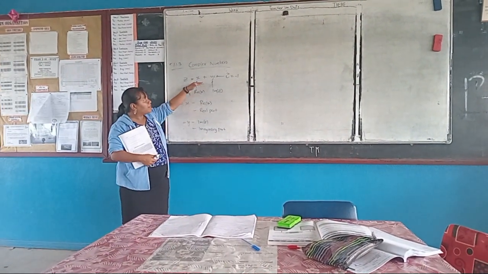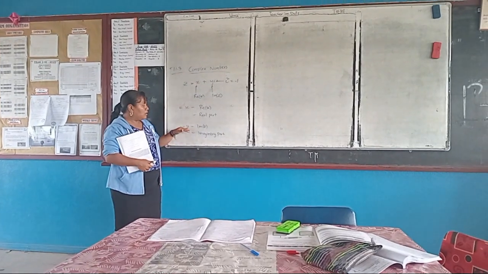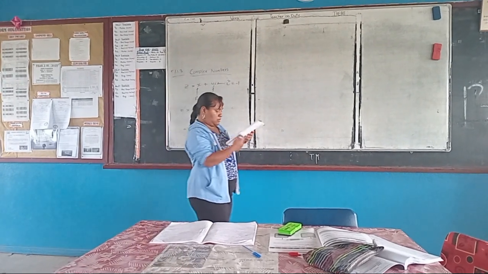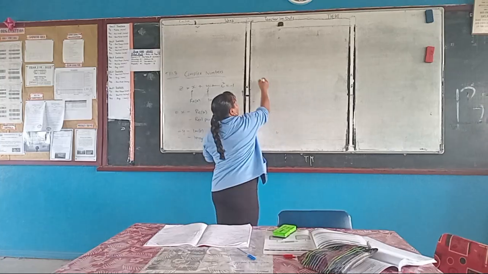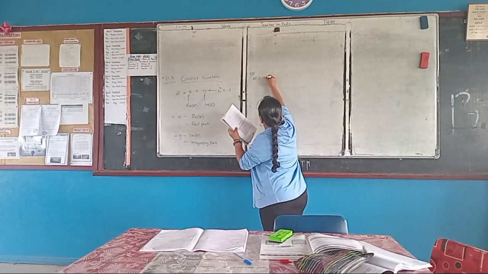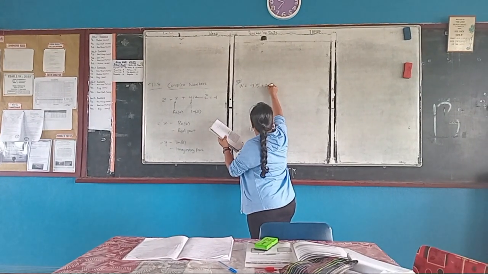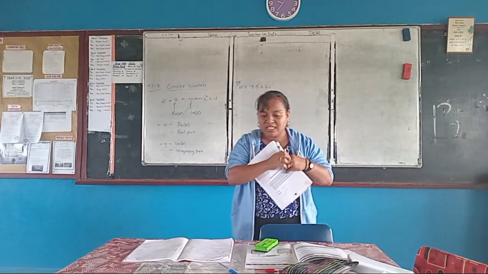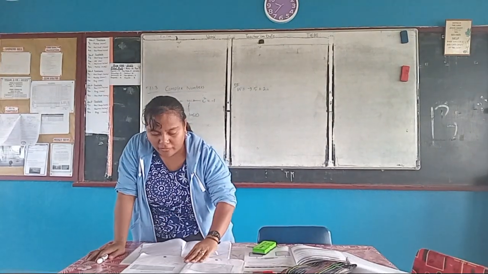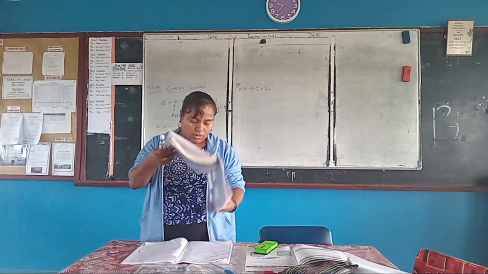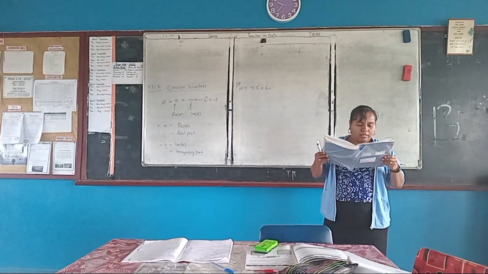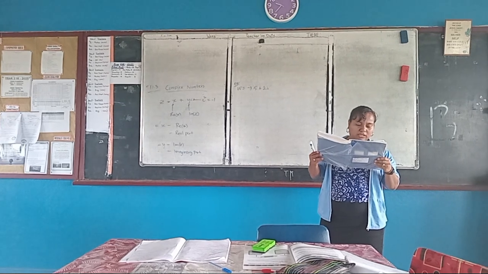X is the real part of the complex number. Y is the imaginary part. You just put the i beside it. These are the parts of the complex number. When you turn to pages 4 and 5 of your textbook, it tells you the different parts of a complex number, the real part and the imaginary part.